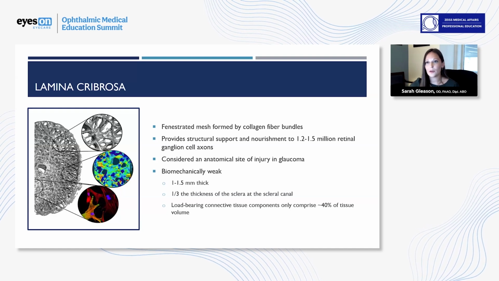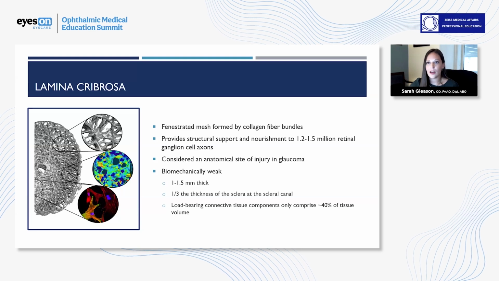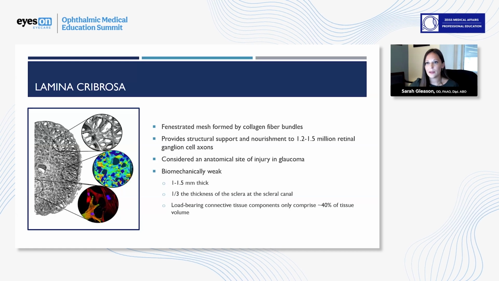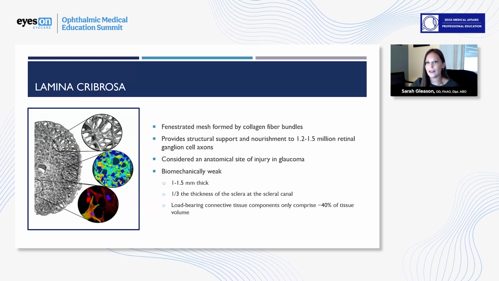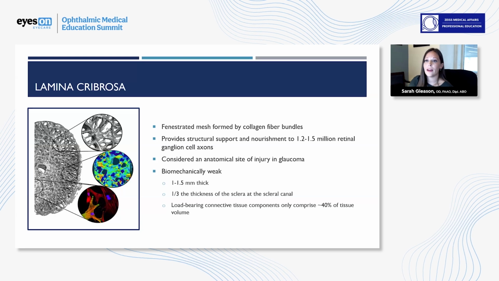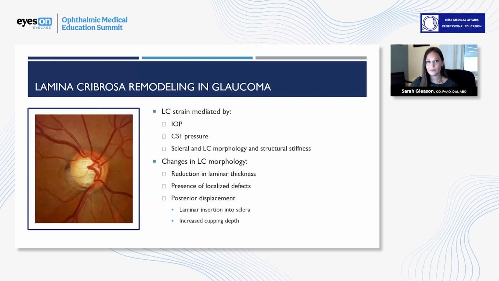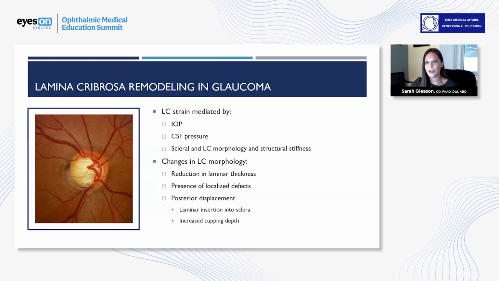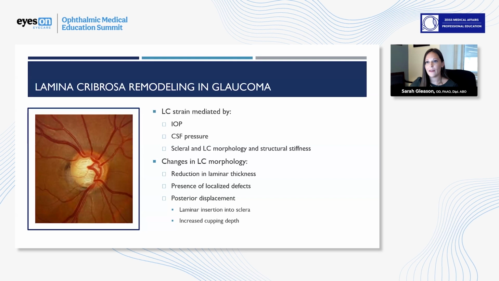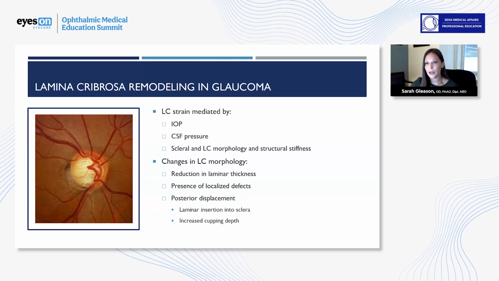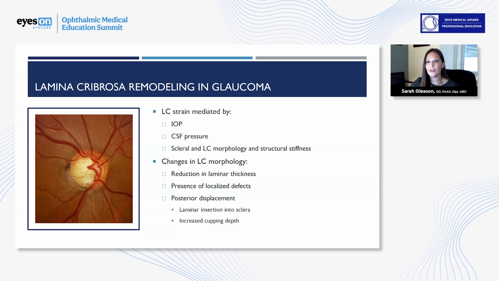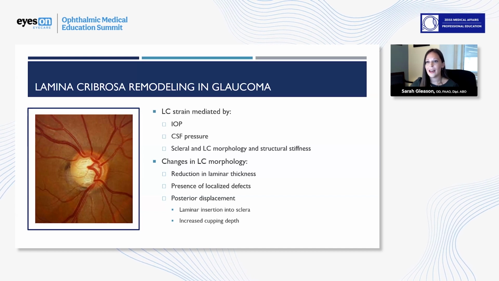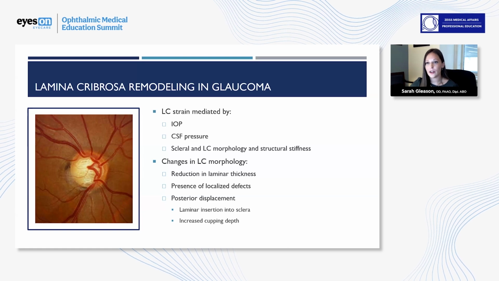So this lamina cribrosa just does not do as good of a job as the rest of the eye in terms of providing overall structural support because it has added responsibilities of letting the axons through, letting the blood vessels through, and also providing nourishment to these structures. So in terms of remodeling of the LC in glaucoma, we know that this LC strain is mediated by a pressure dynamic. We have our IOP at one end and our CSF pressure at the other end. And then we have inherent variability within all of our patients in terms of their overall scleral and LC morphology and stiffness and thickness and just general structural variability.